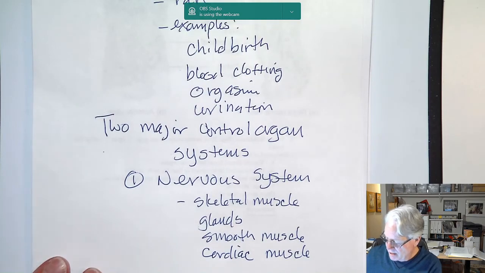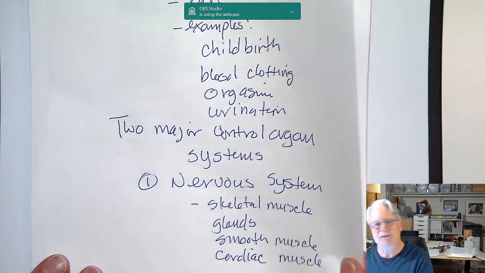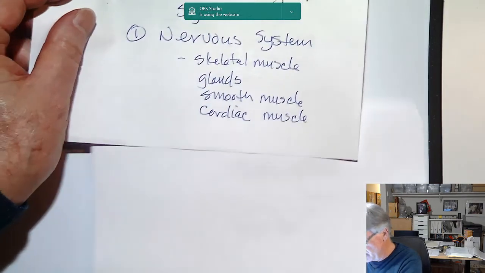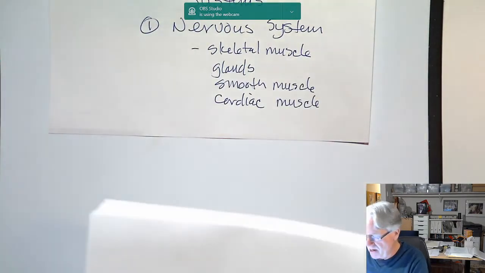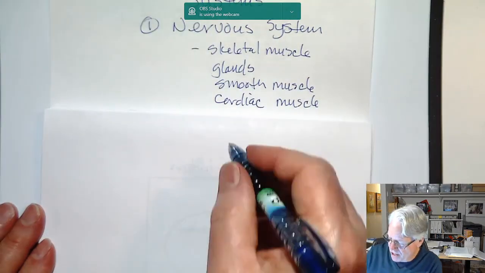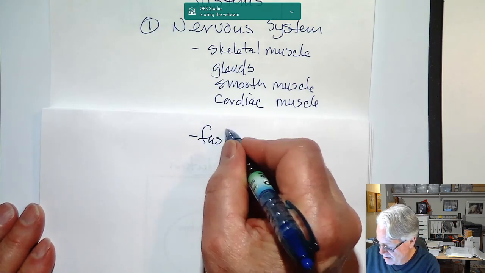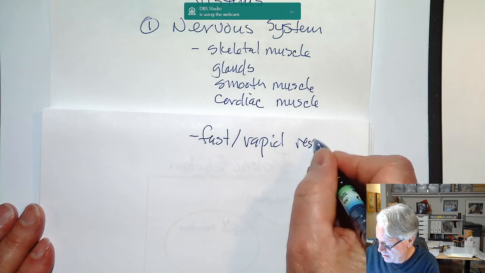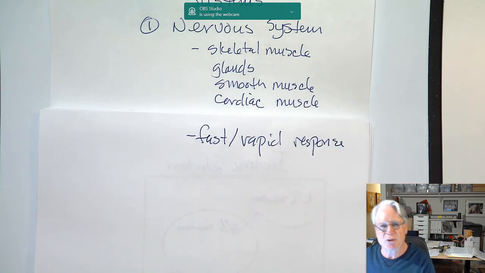okay, and the hallmark of the nervous system in terms of its response rate is that it is fast and rapid. It's a very quick way to respond to changing conditions. This is the nervous system.